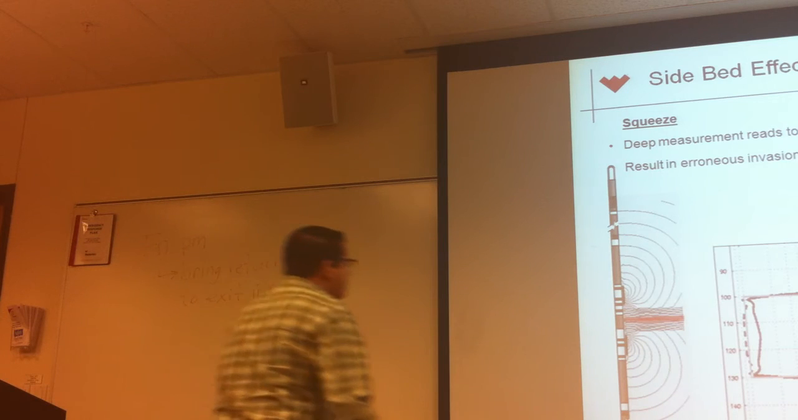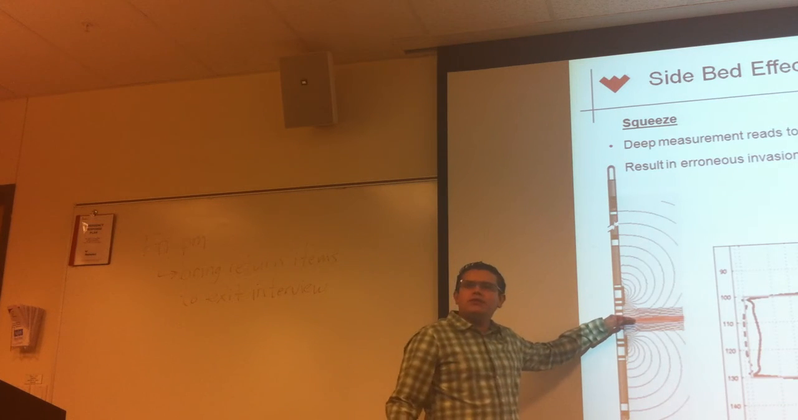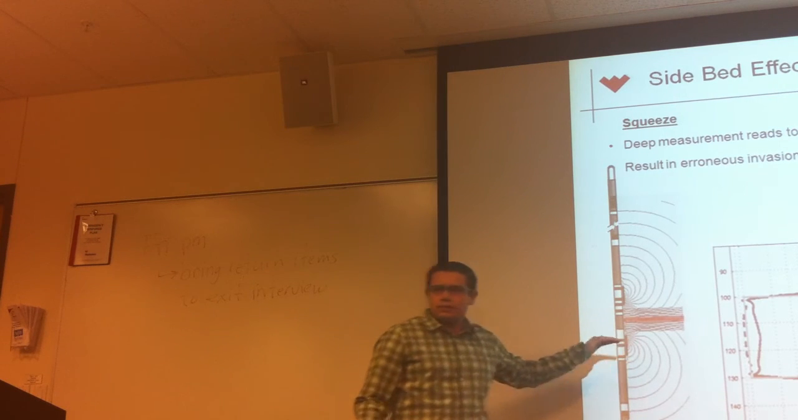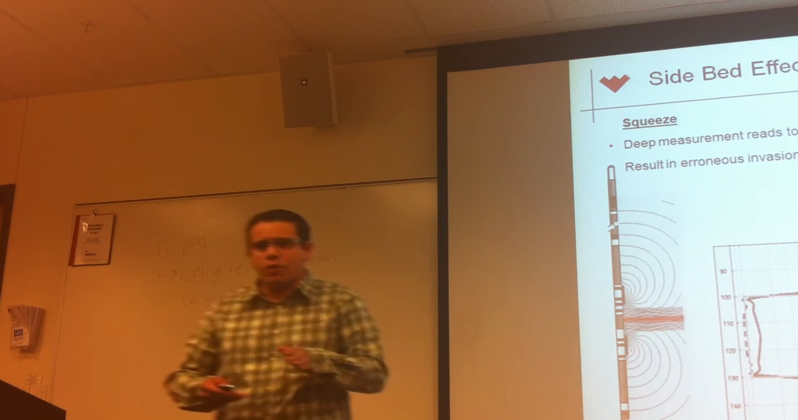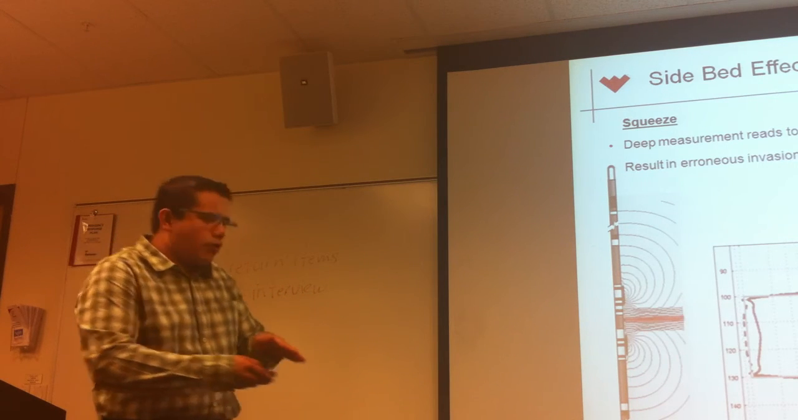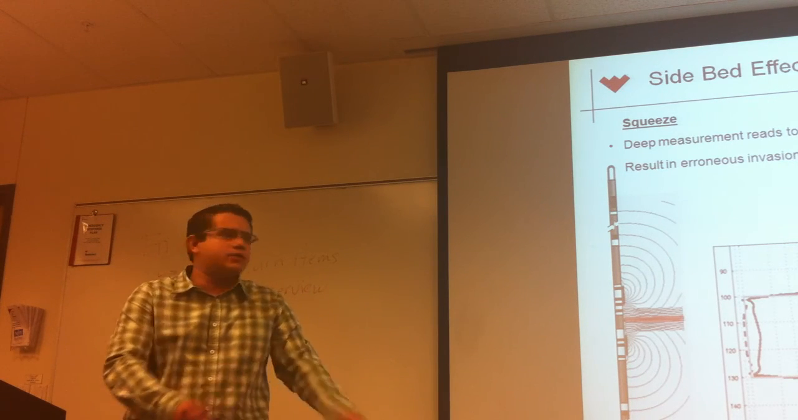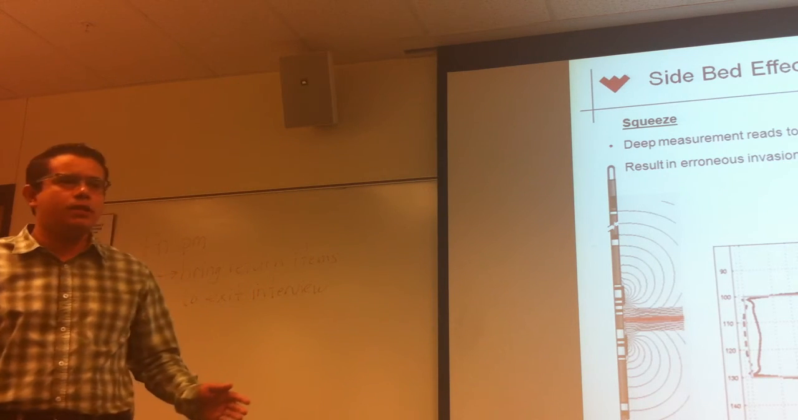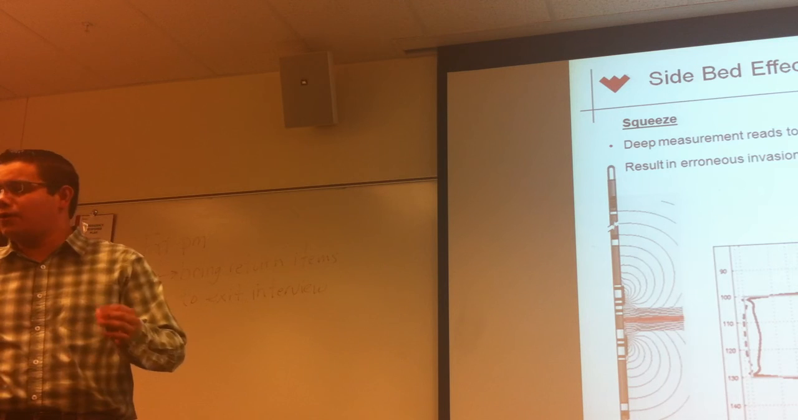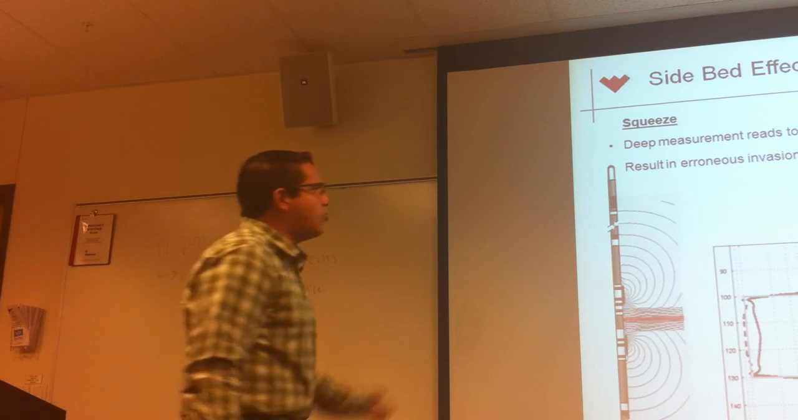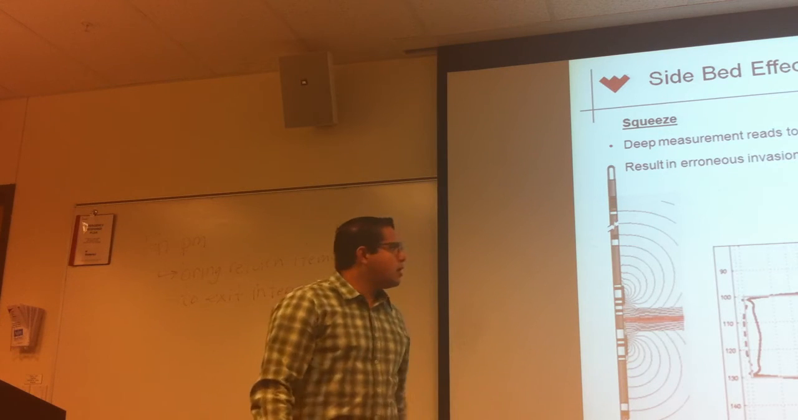When will a squeeze happen? When we have a low resistivity bed, and above and below we have high resistivity beds. What will happen is that the current will be even more pushed into the formation and more focused into that lower resistivity formation, and we will have an erroneously high deep resistivity measurement, giving us also an erroneous invasion profile.